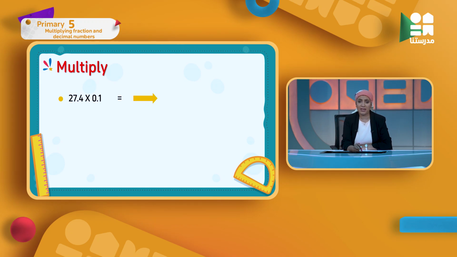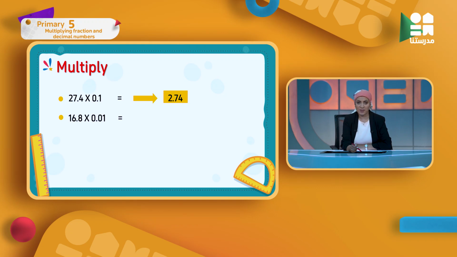Then I count how many decimal points I have in this question. I have 1 decimal point in each number. So in total, they are 2 decimal points. Then the answer will be 2.74.